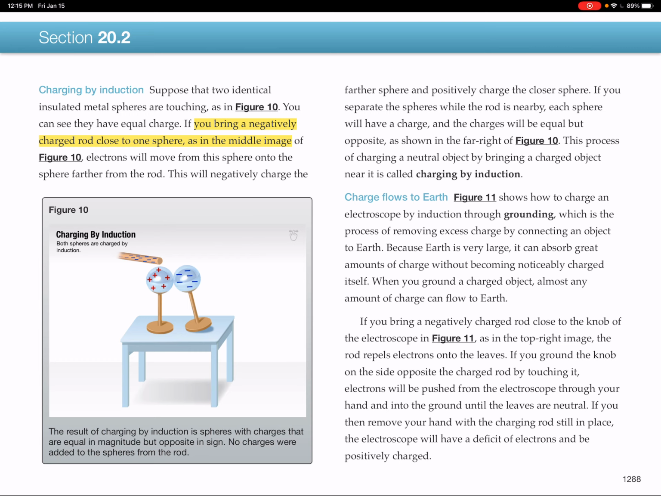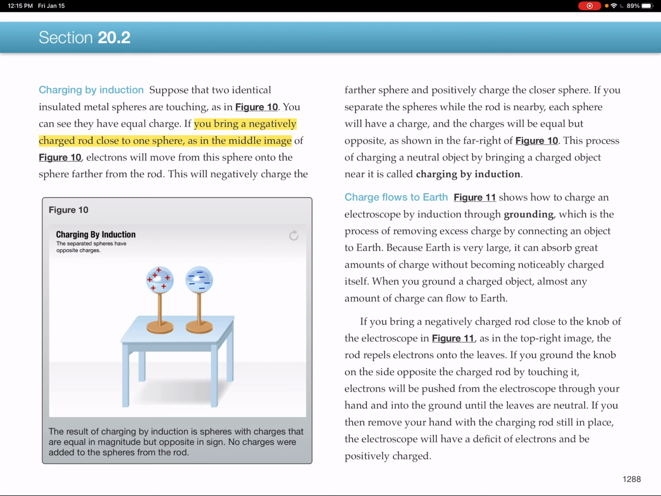Now we have two charged objects. We have positive charge on the left, negative charge on the right. Even though we have not touched it with the negatively charged rod, now at this point, if we pull the two spheres apart from each other, you'll see that we have separated spheres. We have opposite charge on them. The sphere on the left is positive charge. The sphere on the right is negative charge. We can take the charged object away, and you'll observe that both these objects now are charged. So this is one way to do charging by induction.